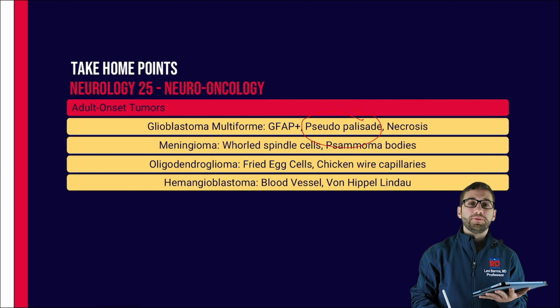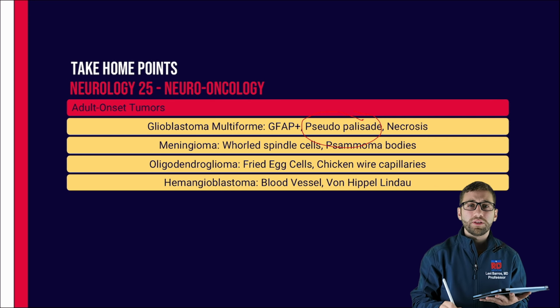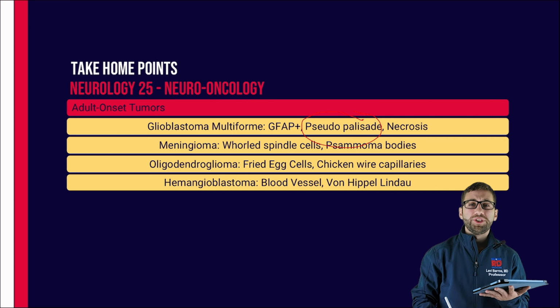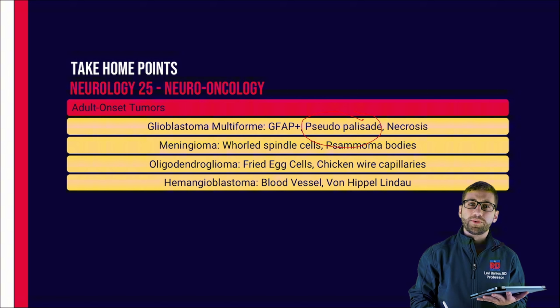Hemangioblastomas are vascular tumors often associated with von Hippel-Lindau disease. They can produce erythropoietin, leading to polycythemia. These tumors are commonly found in the cerebellum and spinal cord.